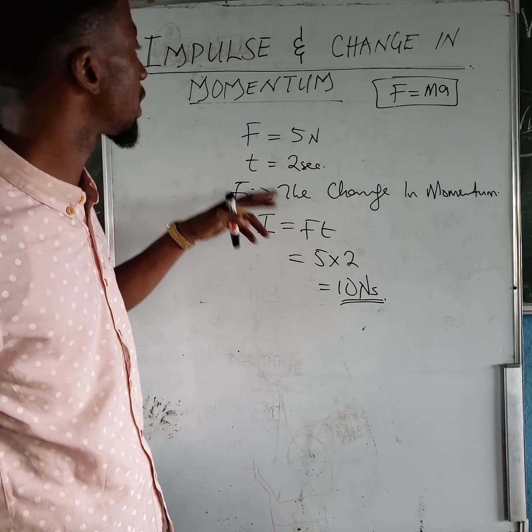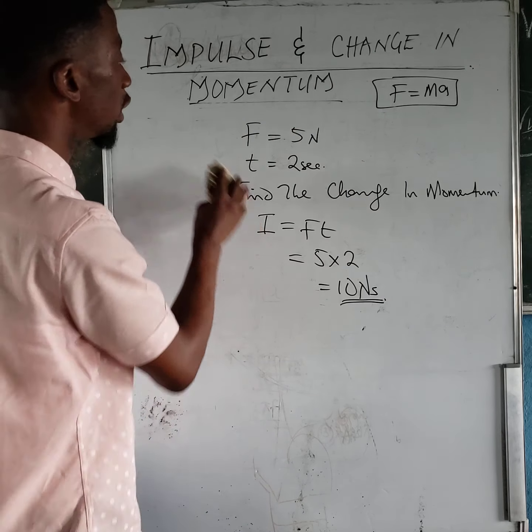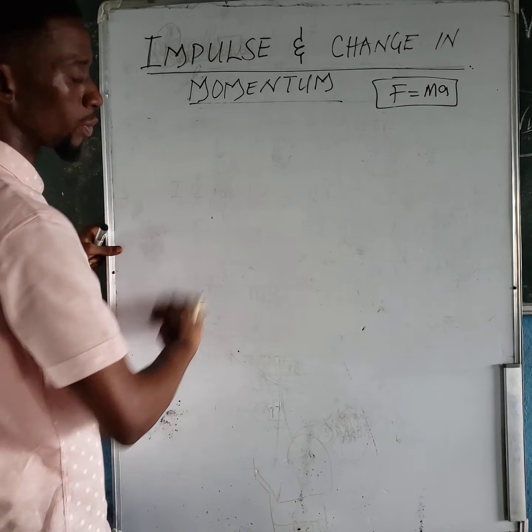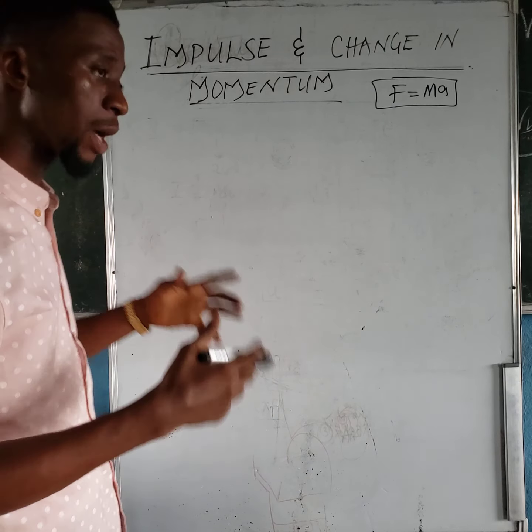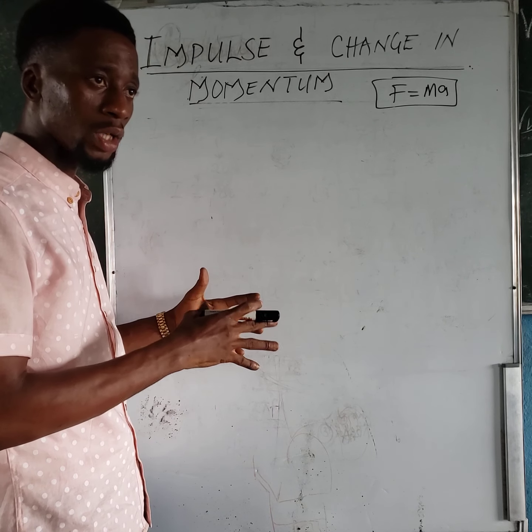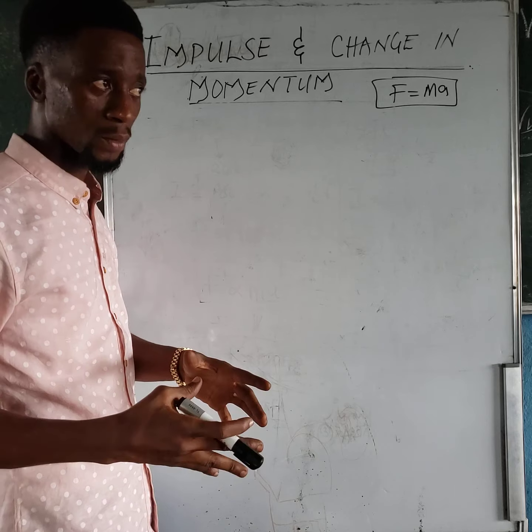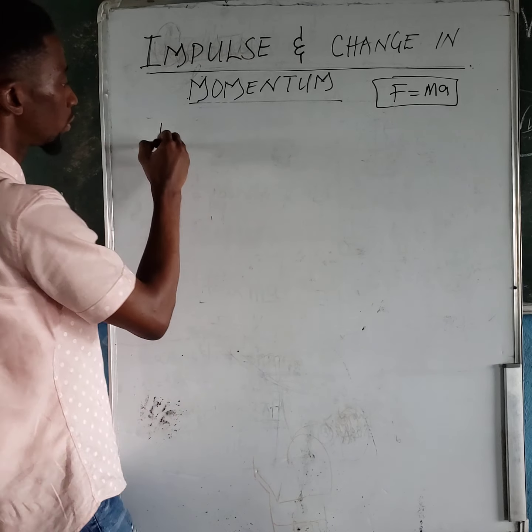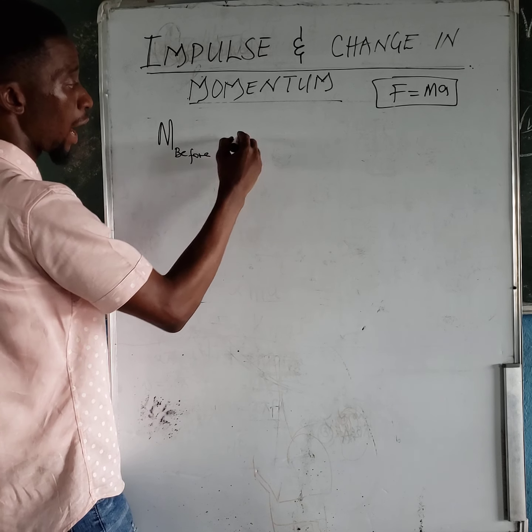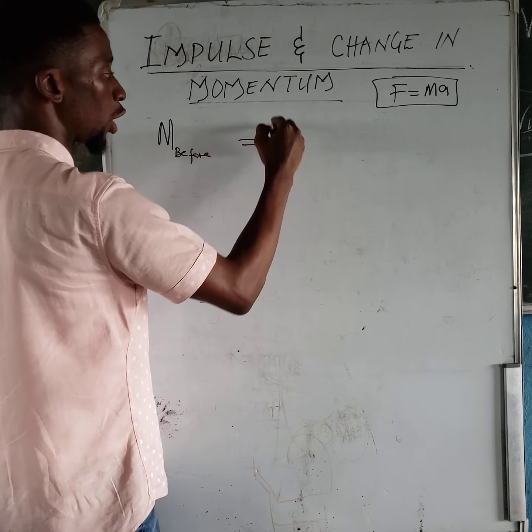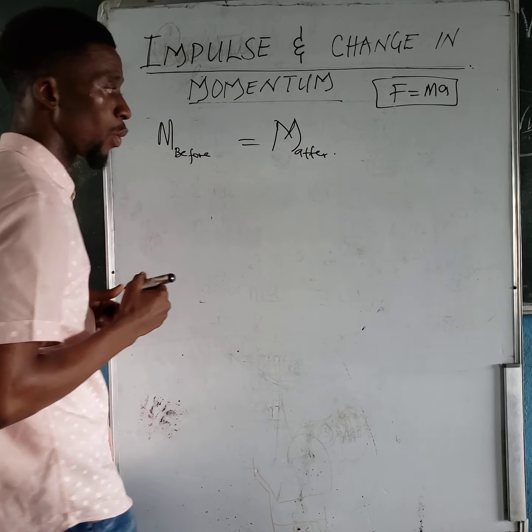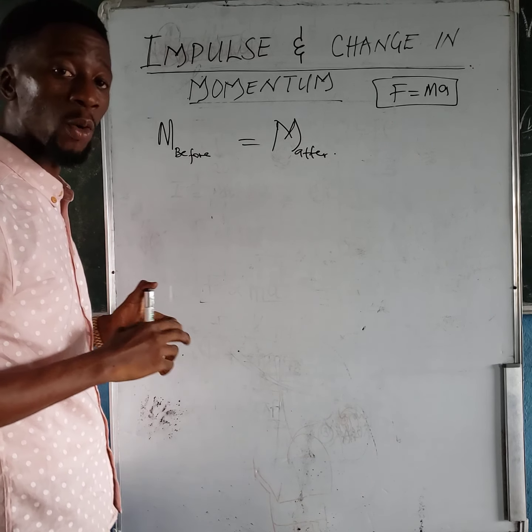So if we relate this now to change in momentum and the conservation law of linear momentum. The conservation law of linear momentum talks about the momentum before collision and the momentum after collision. So if we have momentum before collision and the momentum after collision is the same, we can say that momentum is conserved.